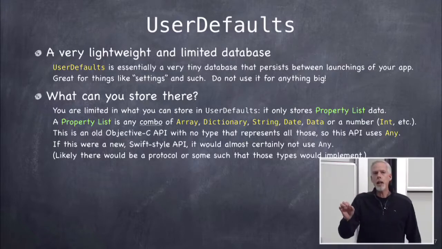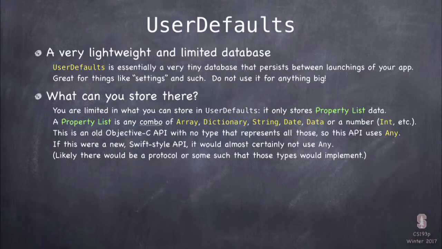The only thing you can put in this database is what's called a property list. A property list just means any combination of array, dictionary, string, date, data, or a number, like int, float, double, whatever. That's what a property list is. It's just conceptual. There's no actual type property list, unfortunately. If this were a Swift API, it probably would be such a type. It'd be a protocol. But anyway, there's not. This is from Objective-C. So since there's no type that represents that hodgepodge of classes, this API that I'm going to show you, user defaults, uses any. And this is what it looks like.